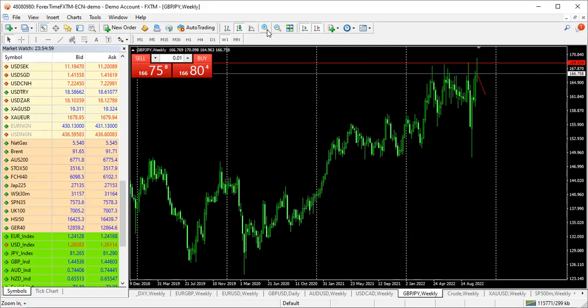GBPJPY. Okay, so let us start looking at bearish opportunity. But what matters is how do you enter the market?